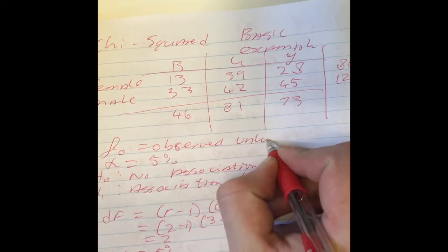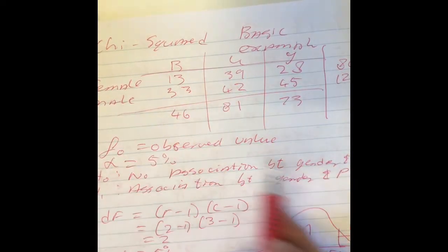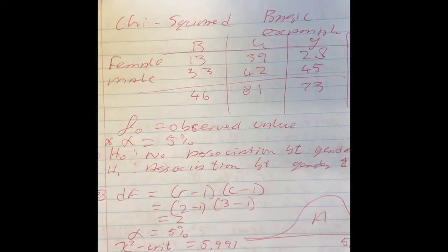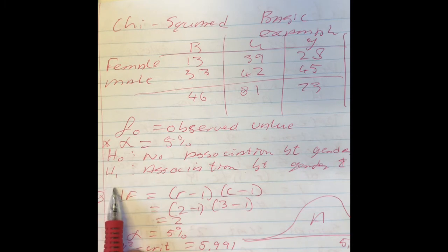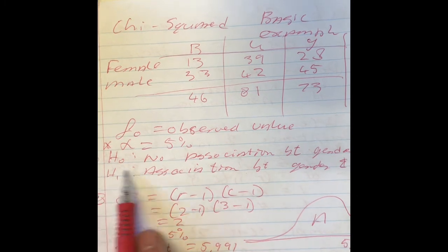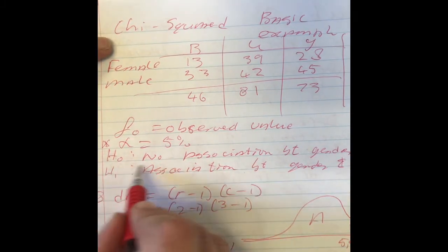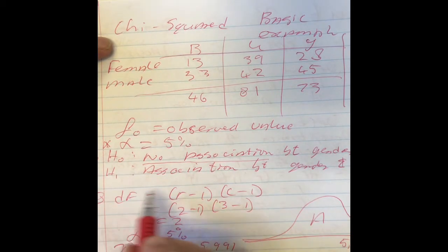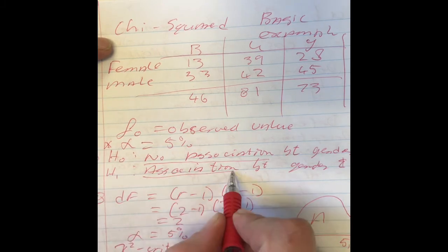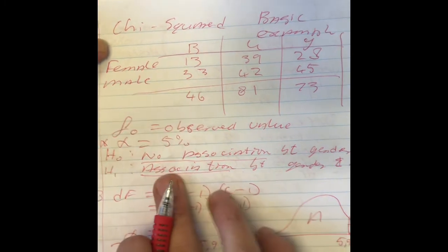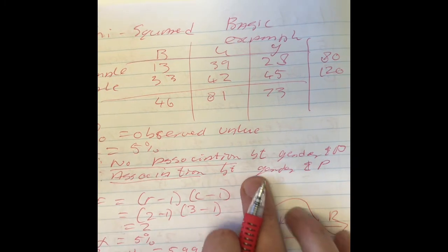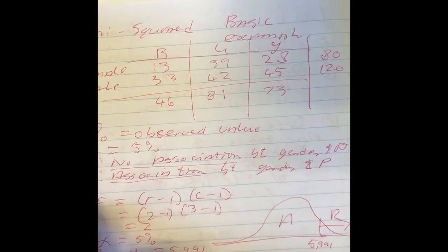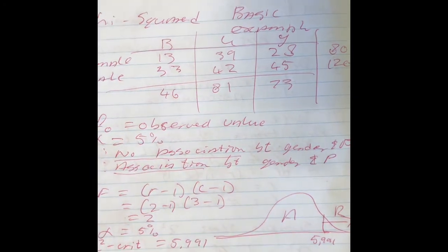Okay, so they give us an observation, and then we start following the 5 steps. Step 1 is define your null and alternative hypothesis. Your null hypothesis always is no association. Your alternative hypothesis is association. So you can say your null hypothesis is that there is no association between gender and preference. Your alternative hypothesis is that there is an association between gender and preference.